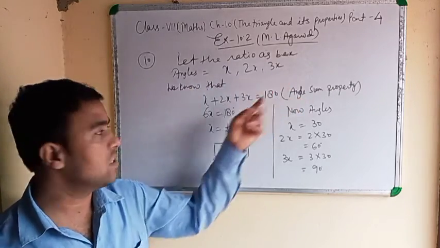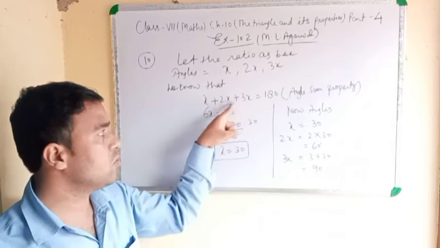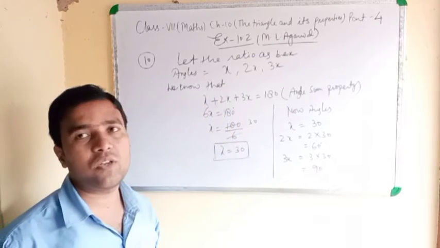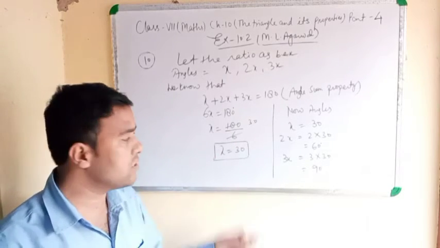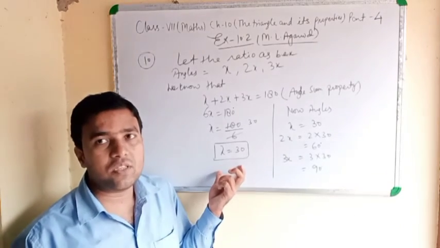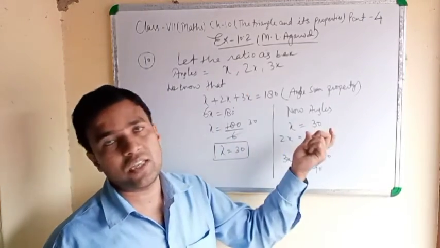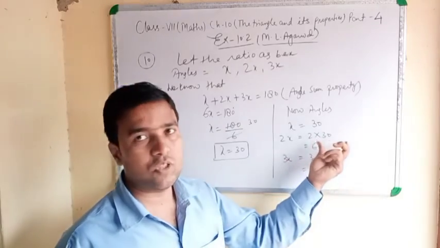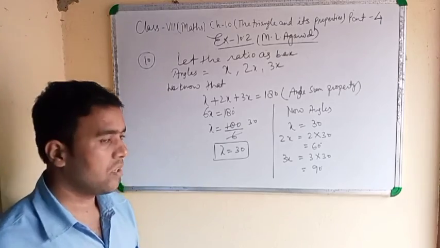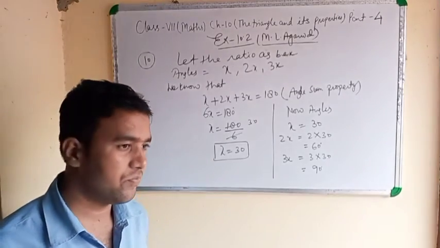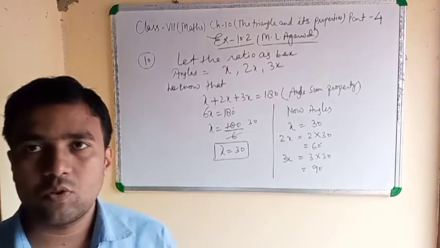Means x, 2x and 3x is given. x plus 2x plus 3x equals 180. 6x equals 180. Then x equals 180 by 6. When you divide it, you will get 30 degrees. x equals 30. It is the value of x. It is not an angle. After that you will find the angles. Now x equals 30, 2x means 2 into 30, 60. 3x, 3 into 30, 90 degrees. Clear? It is a scalene right angle triangle. Now this exercise is complete. Clear? Okay, thank you students.